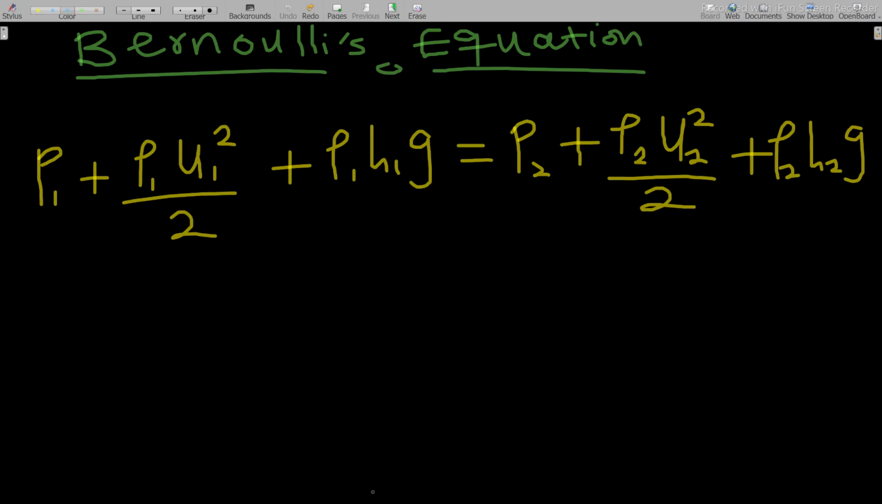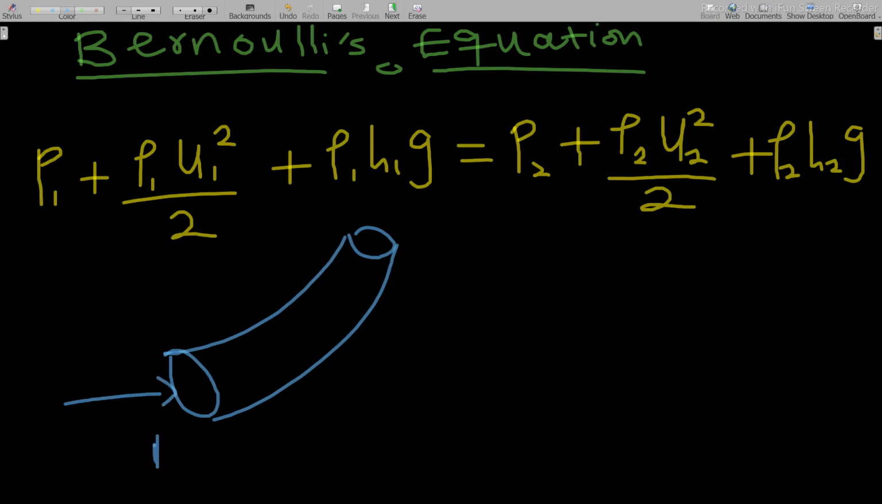In this lesson, we'll talk about what we call Bernoulli's equation. This equation is basically talking about a fluid flowing through a tube like this, at let's say point one, then to point two. If you have a fluid flowing from point 1 to point 2, like I've said, the pressure from the first point to the second point is given by this.